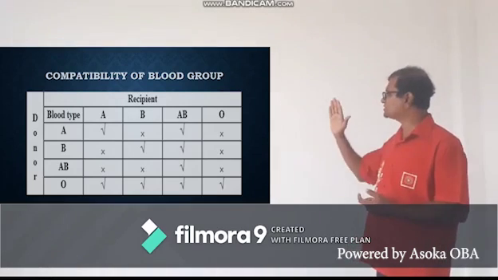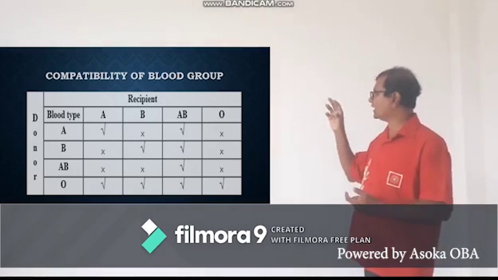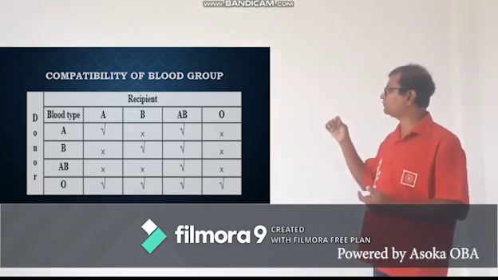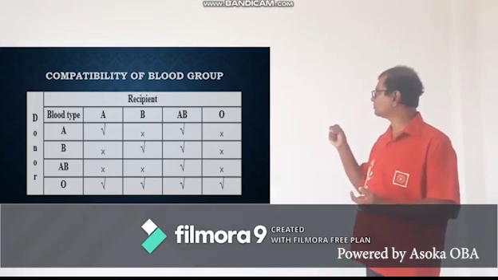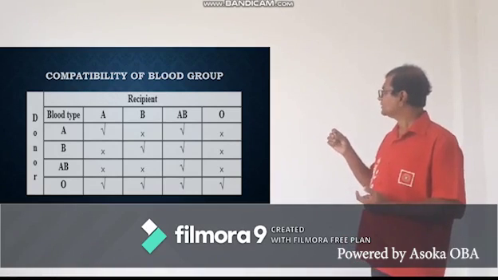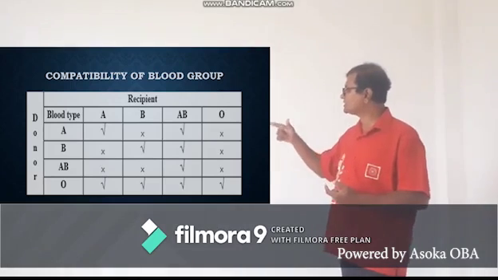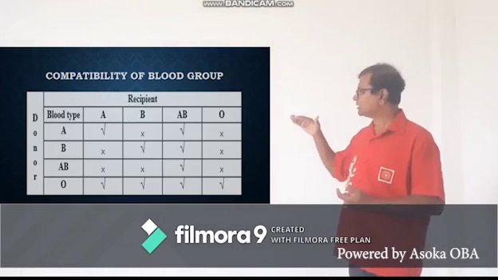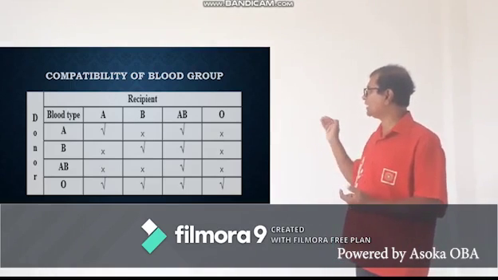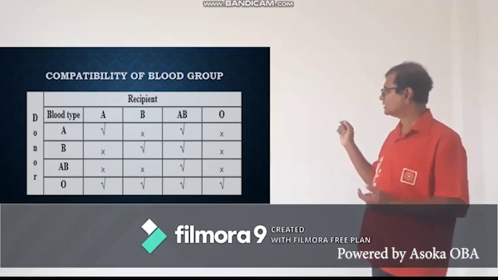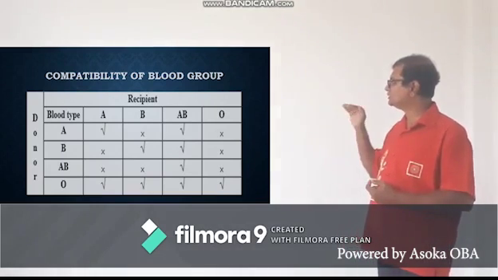AB is the universal recipient. The blood group of AB can obtain blood from any group. Then O is the universal donor. The blood group of O can give blood to any group of blood. Then it is also known as the universal donor.